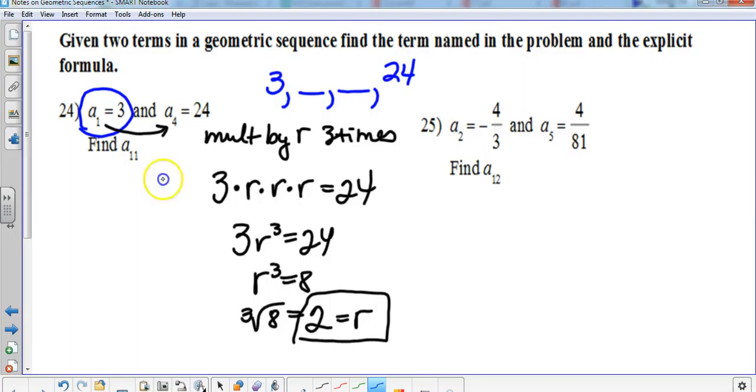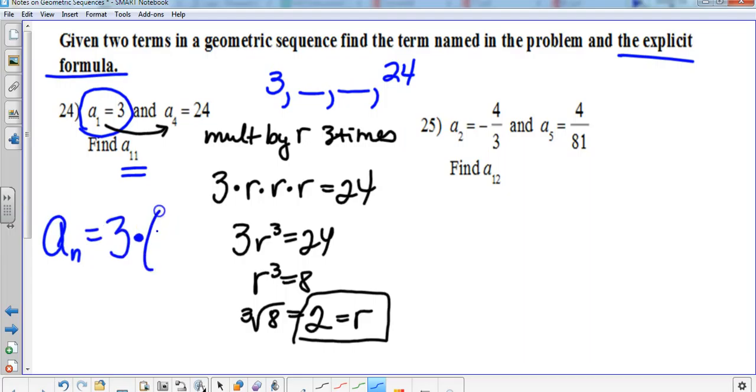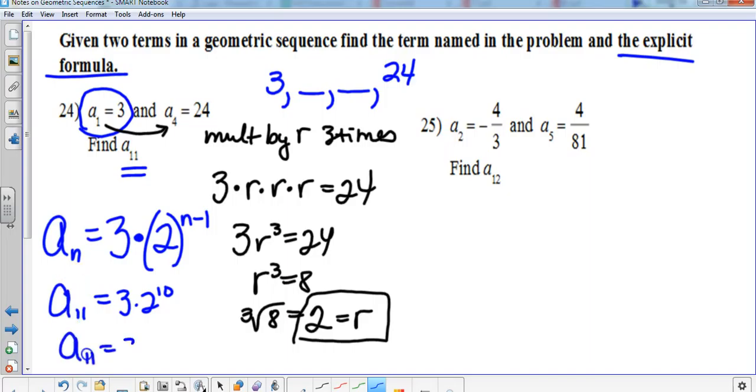So we're multiplying by 2. How do we get to the 11th term? Oh, we have to write the explicit anyway. So a sub n equals 3 times 2 to the n minus 1. So if we want the 11th term, we're going to do 3 times 2 to the 10th. I got 3072. Anybody else get that number?